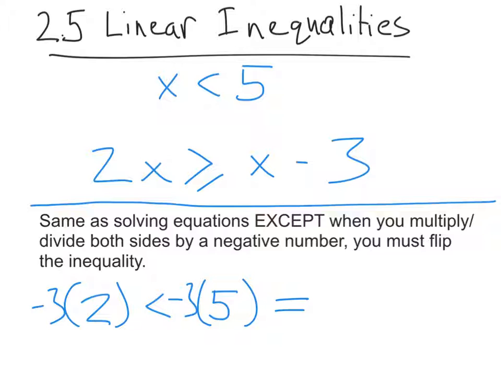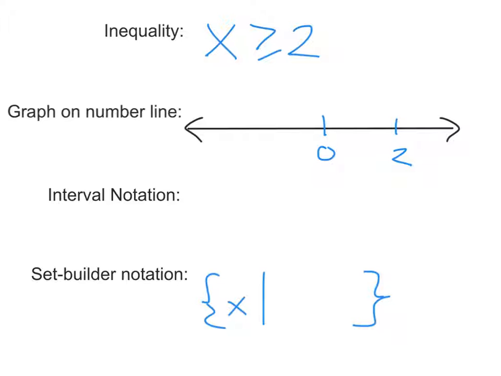Well then, what do we get? Negative 3 times negative 2 is negative 6, and negative 3 times 5 is negative 15. But notice it's no longer true that negative 6 is less than negative 15. That inequality is false, so we'd have to flip it to make it true. So when you multiply or divide both sides by a negative number, the inequality is only true if you remember to flip it. Also, as you're doing your algebra, if you have to multiply or divide by a negative, you have to flip the inequality. We'll see an example of that right now.